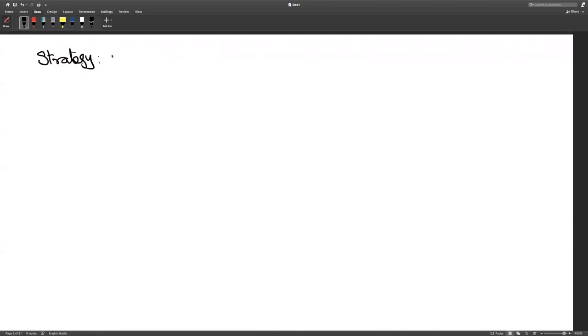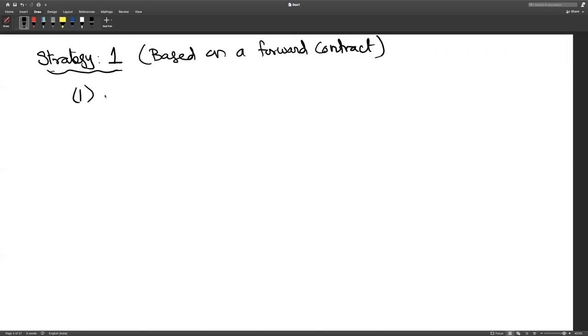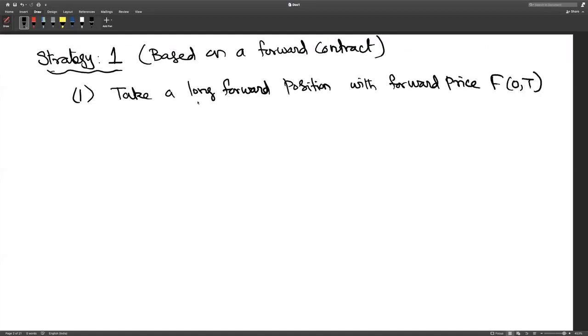Let us start with strategy 1, which is based on a forward contract. The first step is to take a long forward position with price f of 0, T. Remember, since a forward is a non-contingent claim, it comes with no cost. So in order to bring this long position into your portfolio, you are not going to spend any money on it at time t equal to 0.